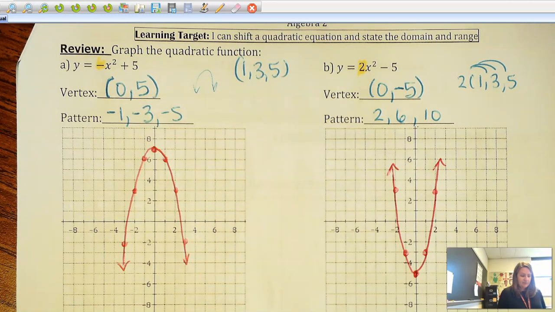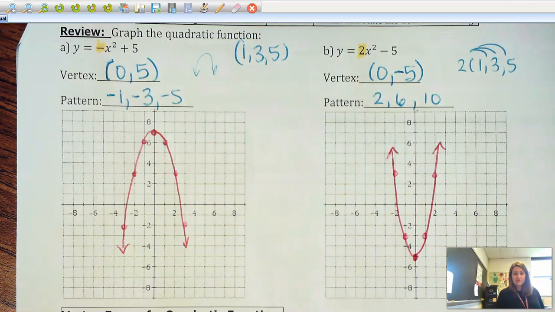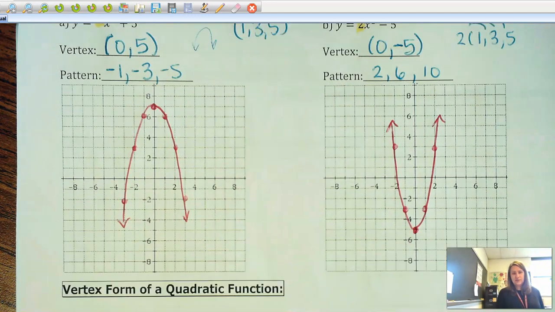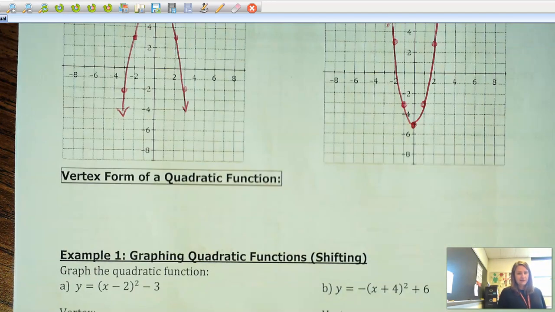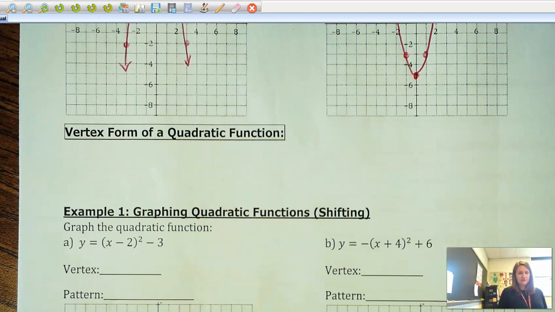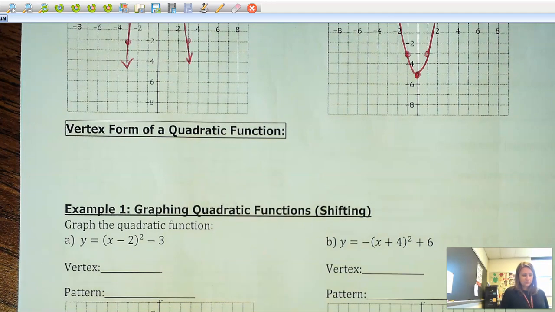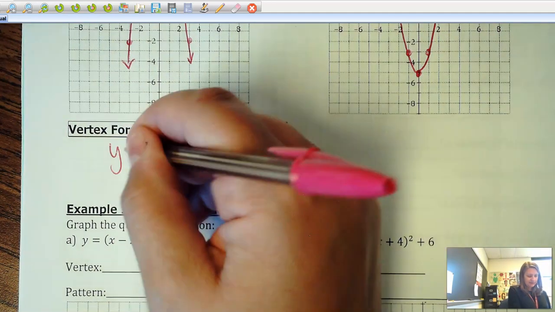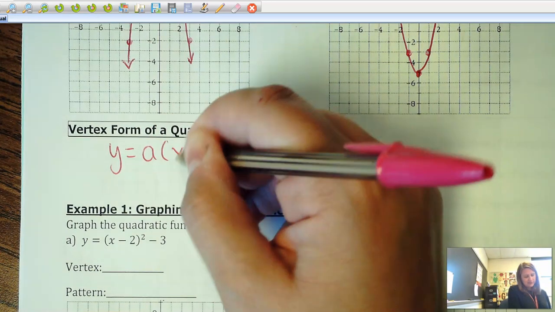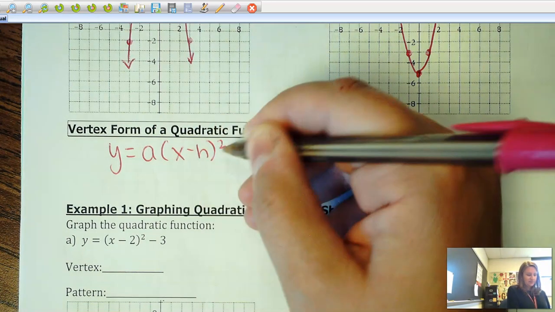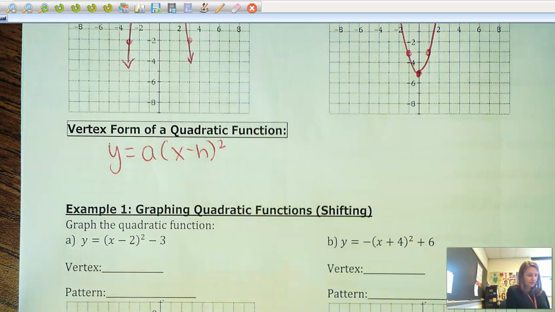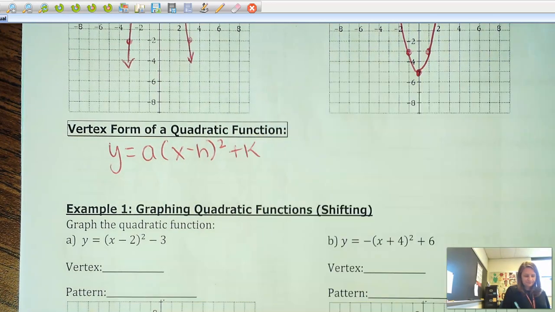Now, let me slide this up. We're going to focus on shifting the graphs left and right today, which we did not do yesterday. And these are all going to be in vertex form in terms of how the equation's written. So let me remind you what that looks like. y equals a, and then in parentheses, x minus h, the parentheses are squared, plus k.